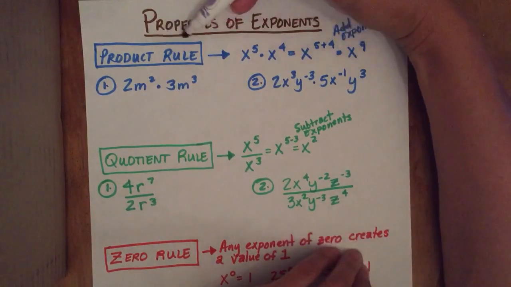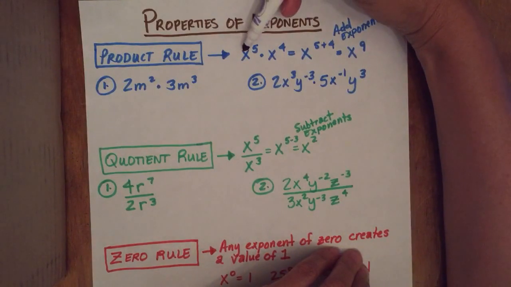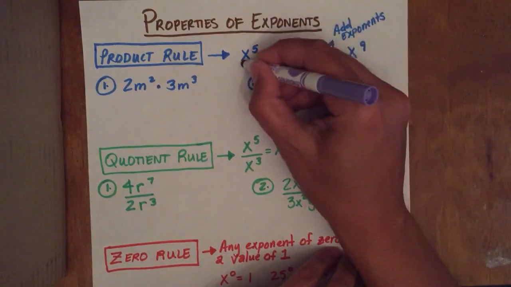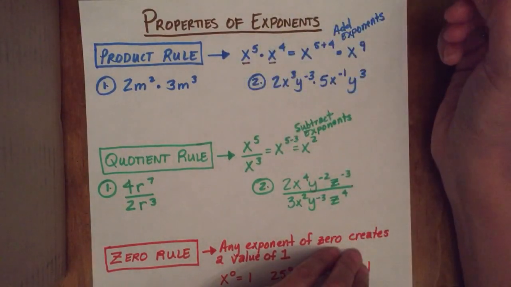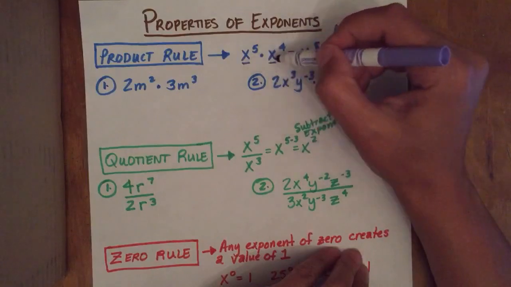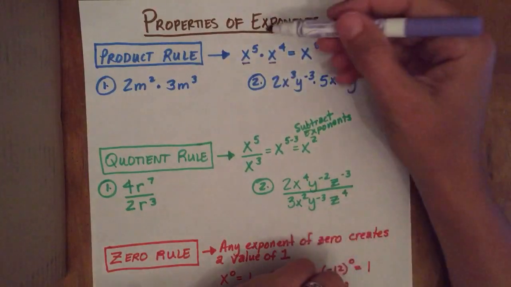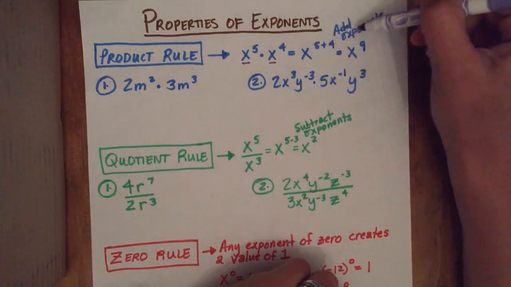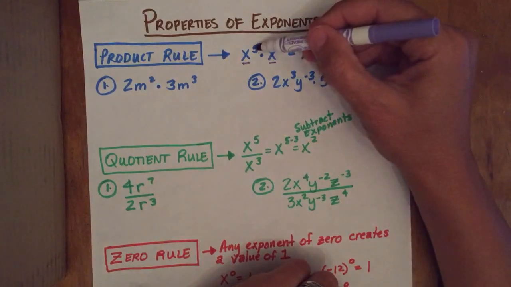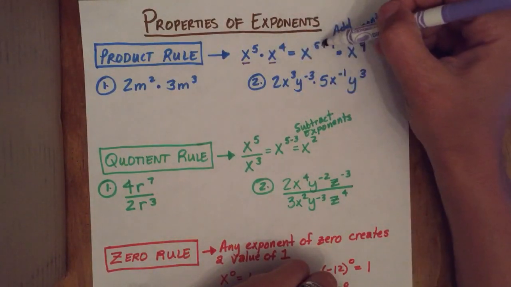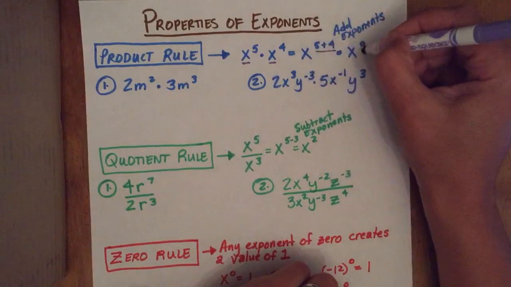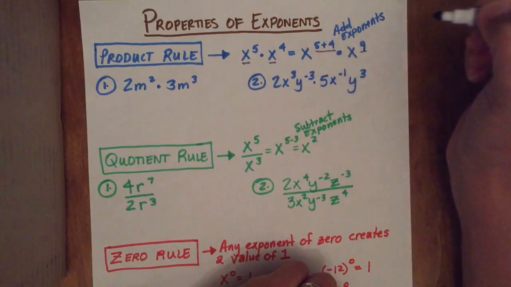So when we look at the product rule, that means if I multiply two exponential expressions with the same base, now that's key. These both have the same base of x. When I multiply two exponential expressions with the same bases, I'm going to add the exponents together. So x to the 5th times x to the 4th would be x to the 5 plus 4, which is x to the 9th.